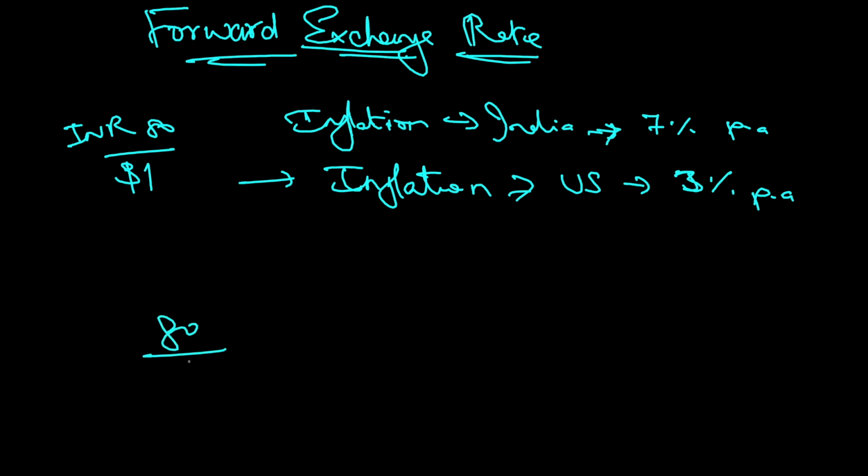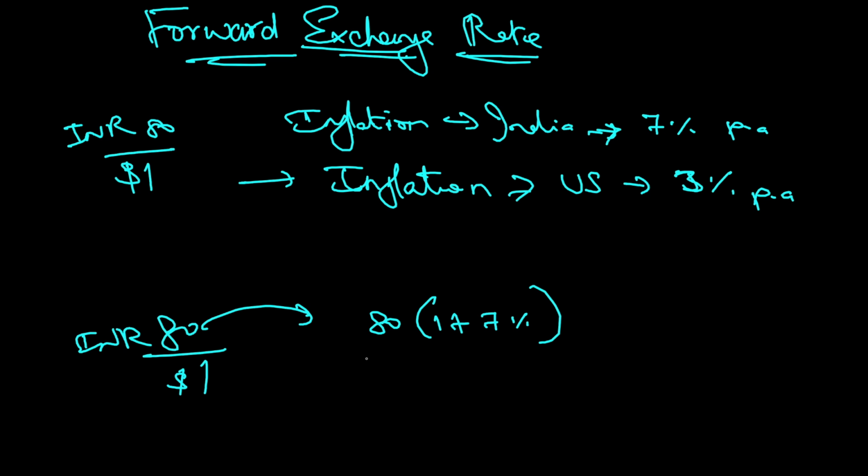So right now it is 80 for $1 and it is growing at the rate of 7%. So it will be 80 into 1 plus 7%. But at the same time, US's inflation is 3%. So I will discount the US inflation. So it will be 80 into 1 plus 7% divided by 1 plus 3%, which comes to 1.03883.